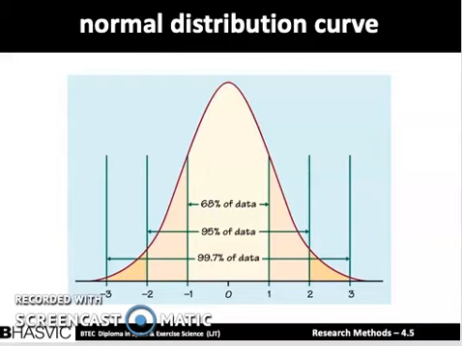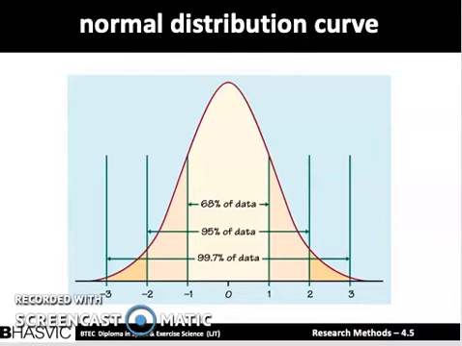In a normal distribution, 68% of the data should fall within one standard deviation from the mean, referred to as plus or minus one standard deviation. 95% of the data will fall within plus or minus 2 standard deviations from the mean, and 99% will fall within plus or minus 3 standard deviations.